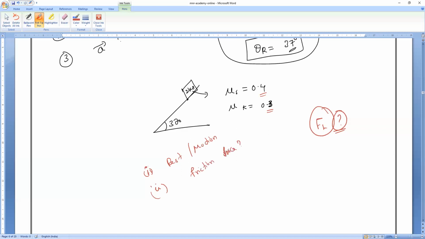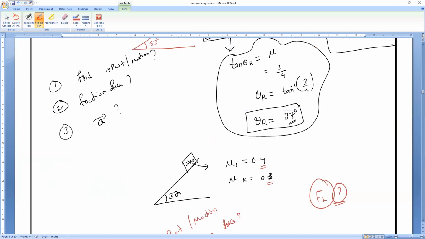So if it is at rest, static friction is equal to what? Everybody can tell. If it is at rest, static friction is equal to something. What is that, guys? F applied, the applied force. Okay, so these two questions you can solve and then you can sleep. So this is what about it.